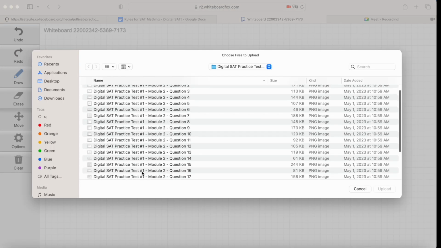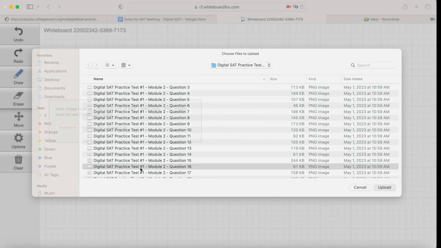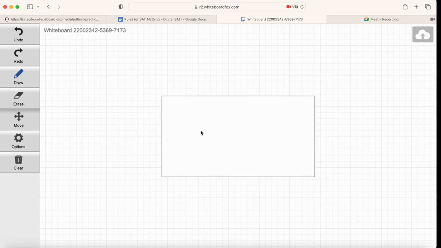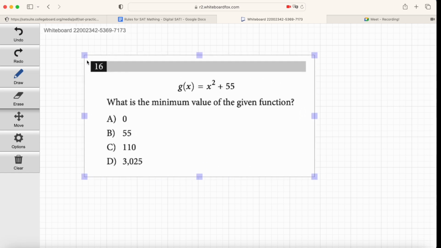All right, let's do a handful more here. I think that was question number 15, that last one. All right, go and read number 16 for us, please. g of x equals x to the second power plus 55. What is the minimum value of the given function?